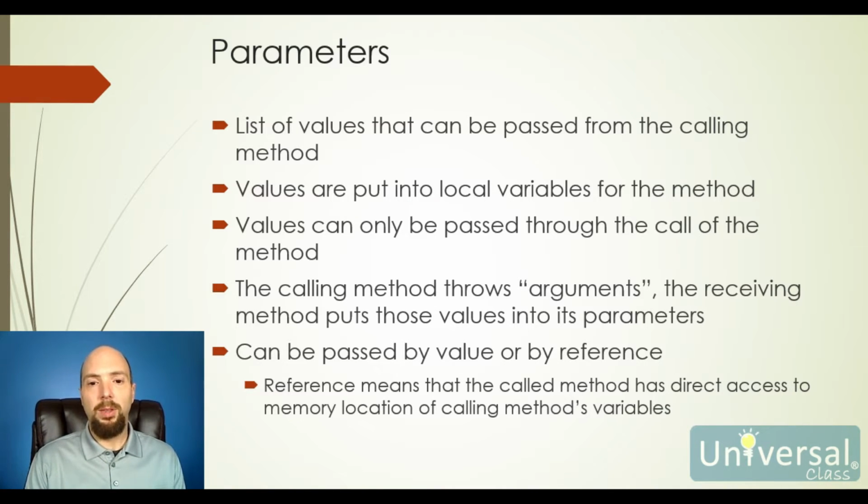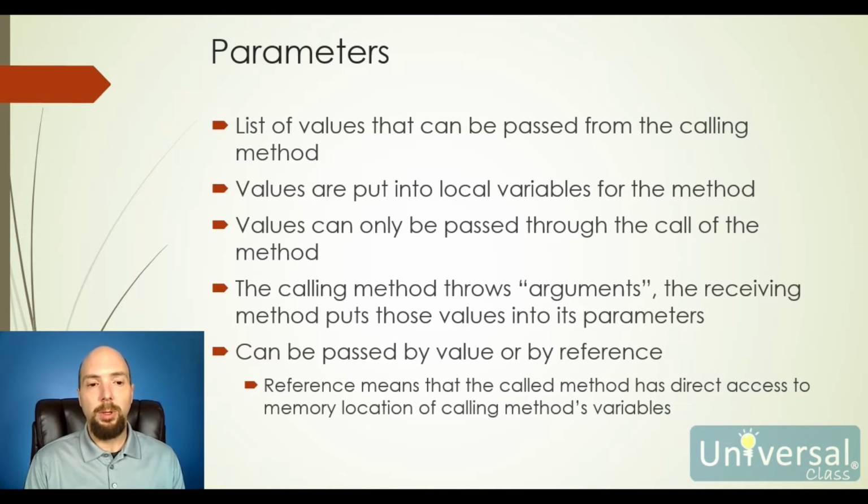So the calling method, let's say my main method, is going to call a section of code to ask for user input. Then we're going to pass arguments from the main method to the called method, and the called method will put those values into its parameter list. We can pass these values by reference or by value.